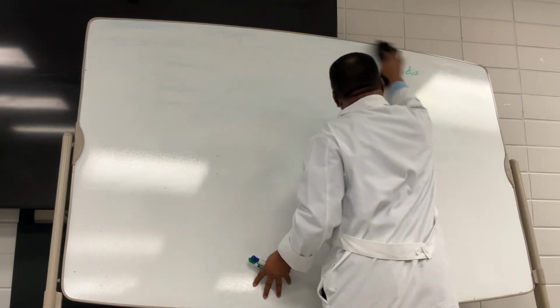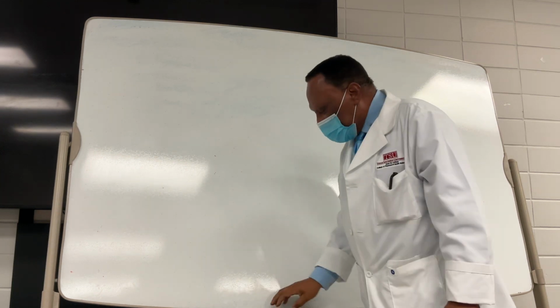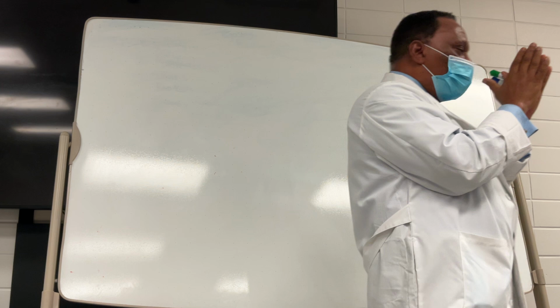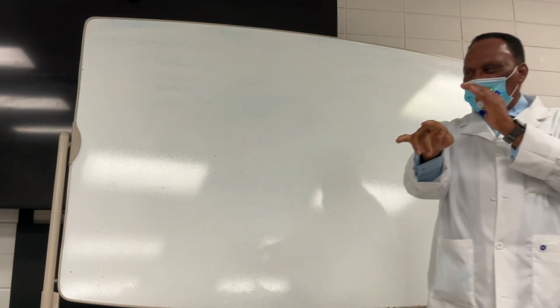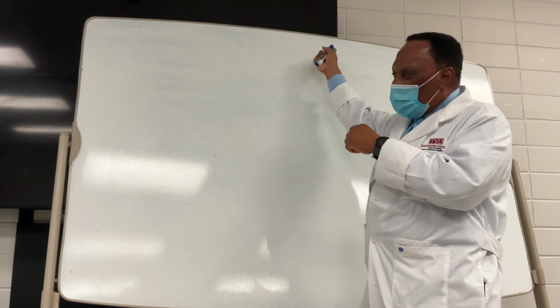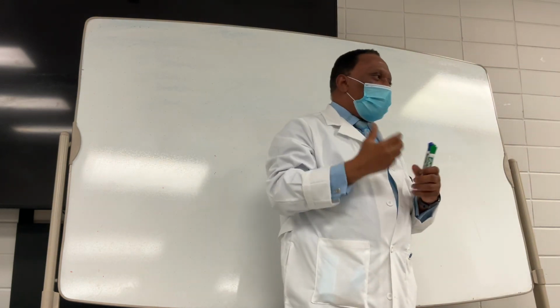The alpha blocker in your Jalyn is just to relax the muscles of the urethra to increase the flow of urine. Okay. It is the 5-alpha reductase inhibitor that reduces the size of the prostate.